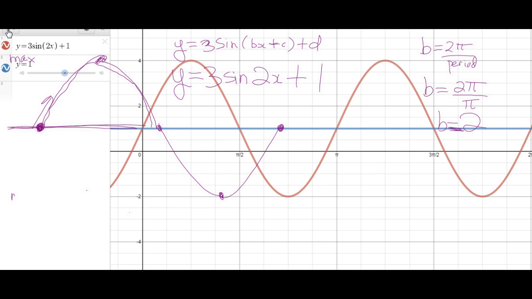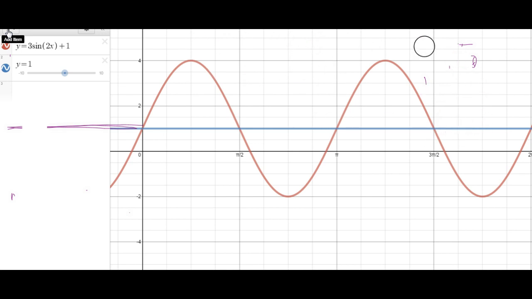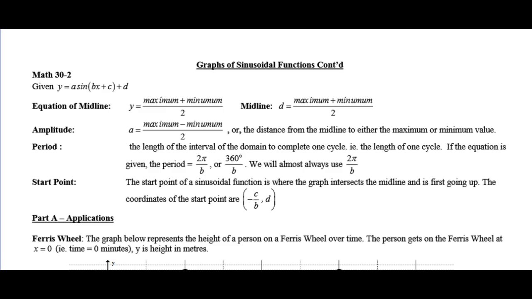Now what we want to do is look at all of this in relation to some graphs. The worksheet that you have shows a graph, and the question is: can you come up with the equation from the graph? Can you come up with the values for A, B, C, and D? Given this equation, which is on your formula sheet: y equals A sine bx plus c plus d.